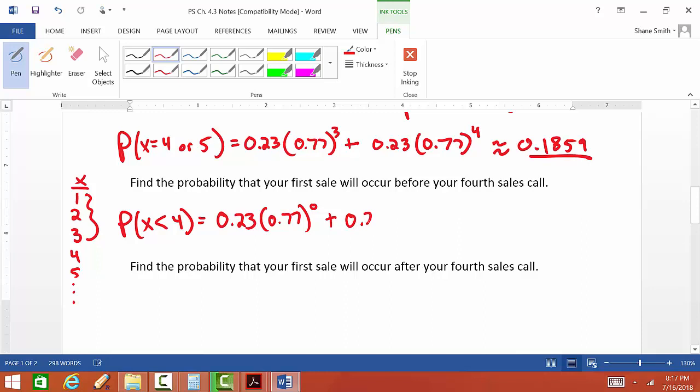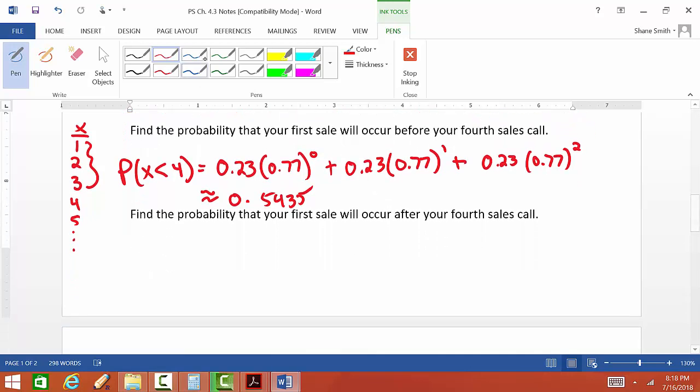Okay, and then 0.23, if our first success is on the second sales call, it's 0.77 to the first, because we had 1 failure before the second call, which was a success. And then we do the third, which is 0.77 to the second, right? Because we had 2 failures and then our third was our success. And so we can add all those together, and that's 0.5435.